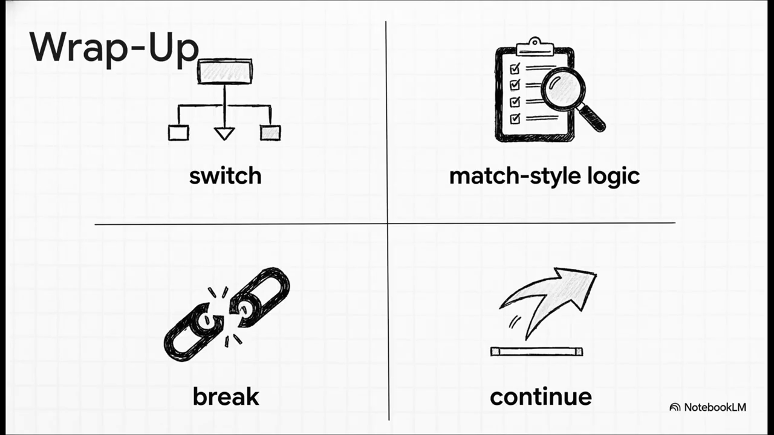So, let's do a quick wrap-up. Today, you've added some serious tools to your Go toolkit. You now know how to use the super clean switch statement, how to use its more powerful form for complex logic, and how to precisely control your loops with the stop button, break, and the skip button, continue. Mastering these fundamentals is what separates hobbyist coders from professional developers.